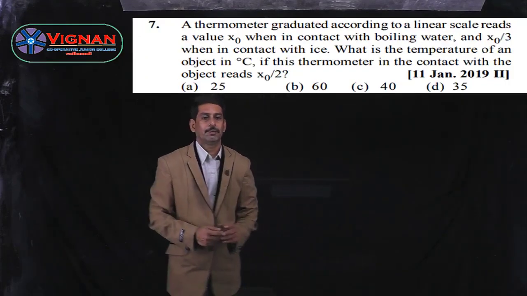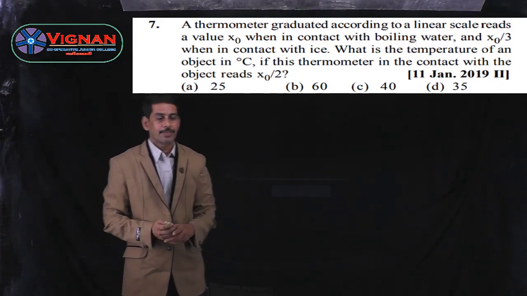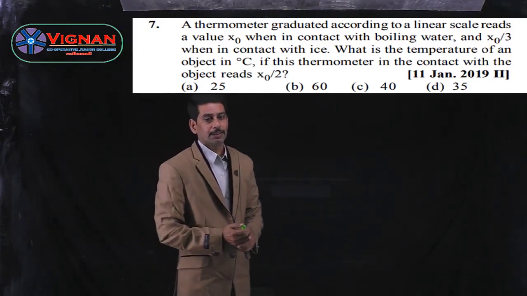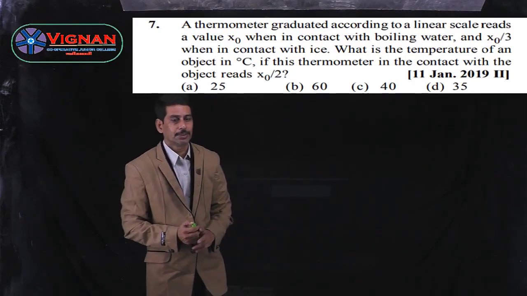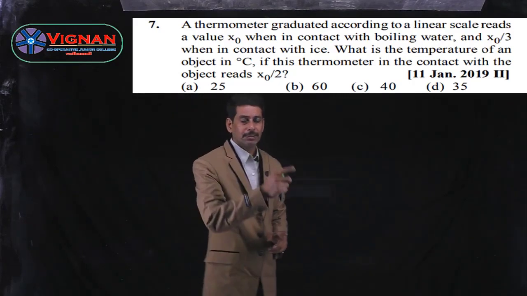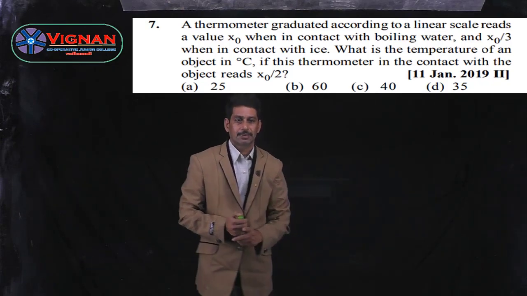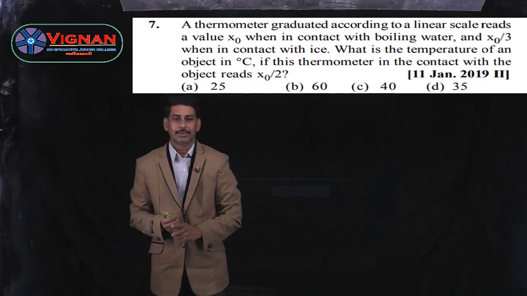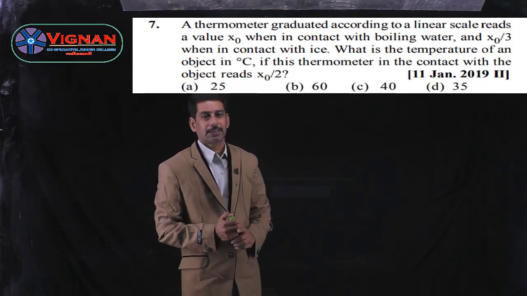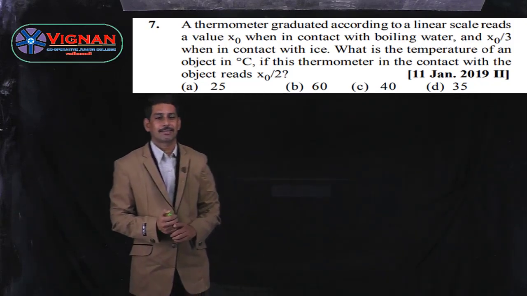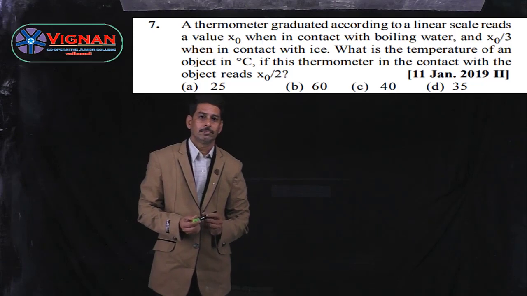This is the next problem. A thermometer graduated according to a linear scale reaches a value x0 in contact with boiling water and x0/3 when in contact with ice. What is the temperature of an object in degrees centigrade if this thermometer in contact with the object reads x0/2?